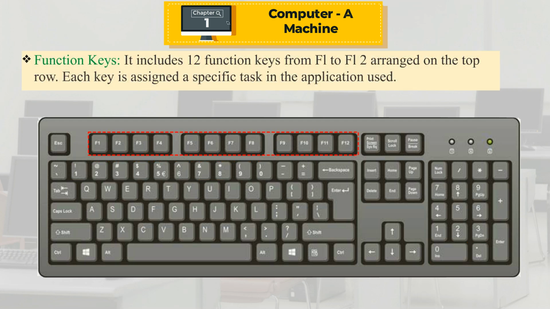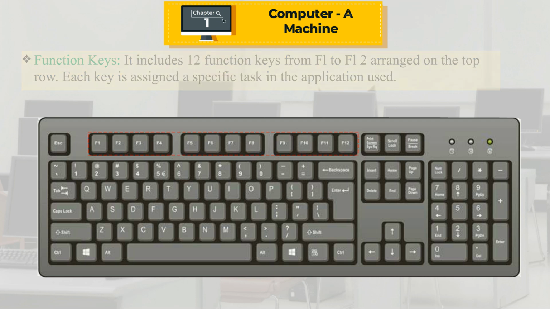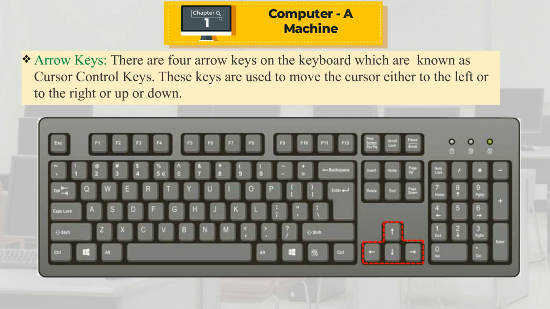Function keys. It includes 12 function keys from F1 to F12 arranged on the top row. Each key is assigned a specific task in the application used. Arrow keys. There are 4 arrow keys on the keyboard, which are also known as cursor control keys. These keys are used to move the cursor either to the left or to the right or up or down.